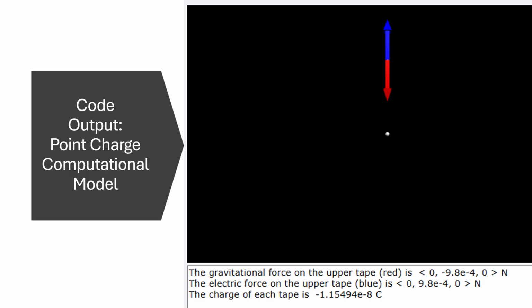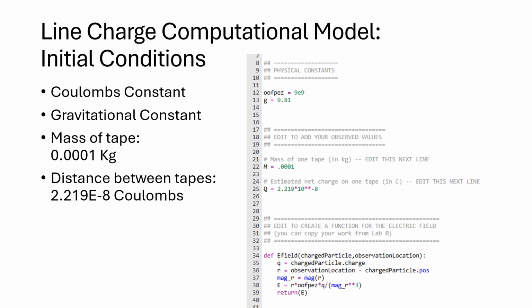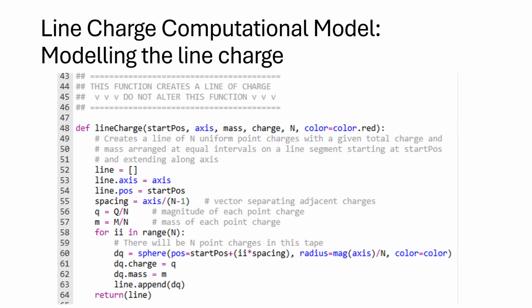Here's the output of the point charge computational model. The gravitational force on the upper tape is represented as a red arrow. The electrical force on the upper tape is represented as a blue arrow, and the upper and lower tape are represented as white spheres. Here we're looking at the setup for the line charge computational model, where we initialize our constants. There's also a function to model a line charge, which is used to model the top and bottom tape.